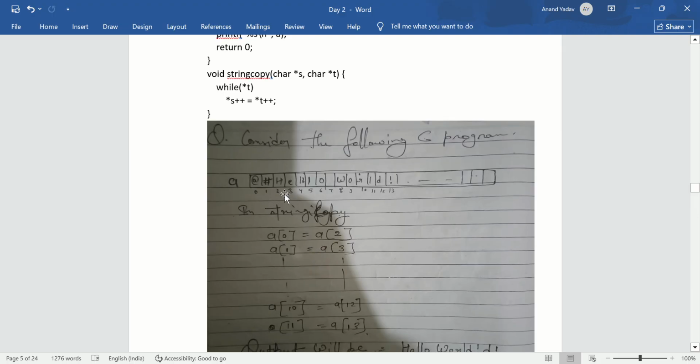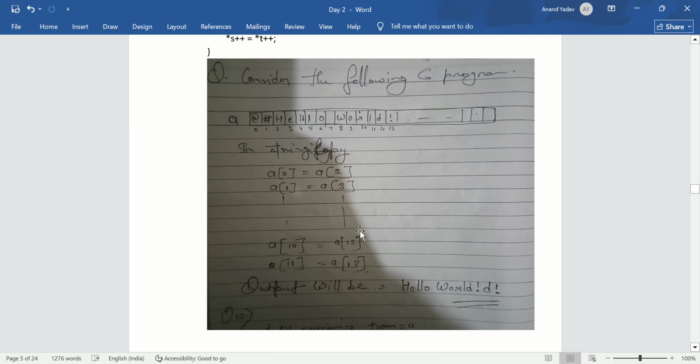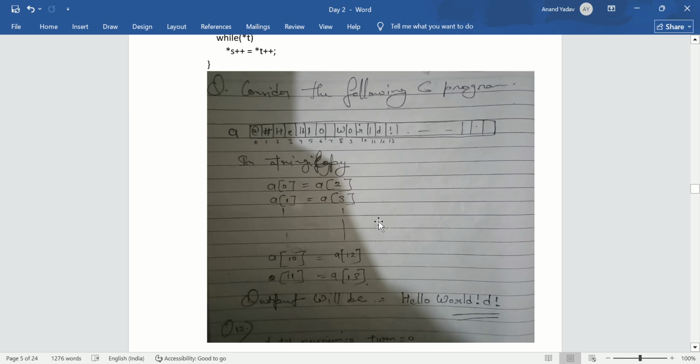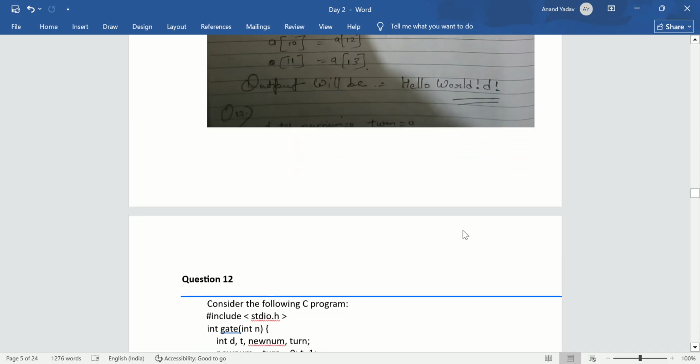So at index 0 it will put the second index character, and at index 1 it will put the third index character. So perform this operation up to index 13. But when it is at index 11, 12 and 13 are the same, because no operation is performed on these indexes 12 and 13. So in this way I solve this question. It will print this.